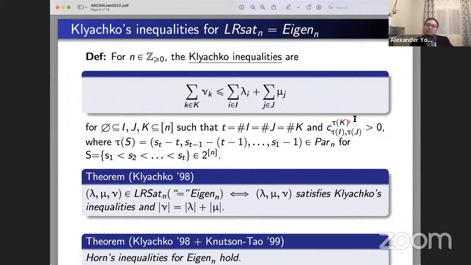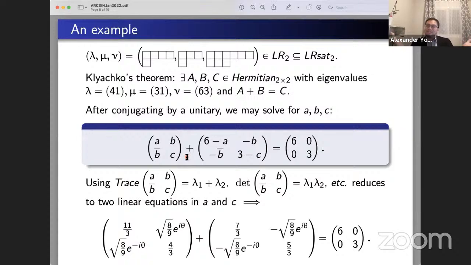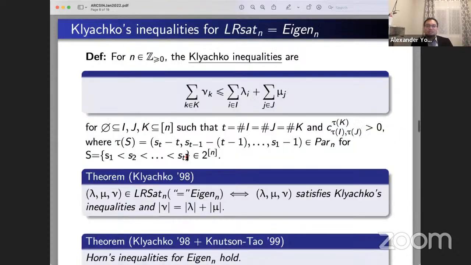Anyway, so now you have triple partitions and you ask whether this coefficient is non-zero. If it is, then you are a Klyachko inequality. If you're not, then you're not a Klyachko inequality. That's the thing that's hard to see from the previous slide. When you do this, it's hard to imagine that the answer is Littlewood-Richardson. Okay, so Klyachko's theorem is that, first of all, the eigencone is the same as the LR sat, and not only that, he's going to describe exactly what the inequalities are, and it's these.